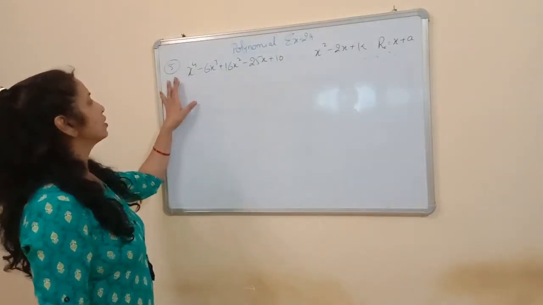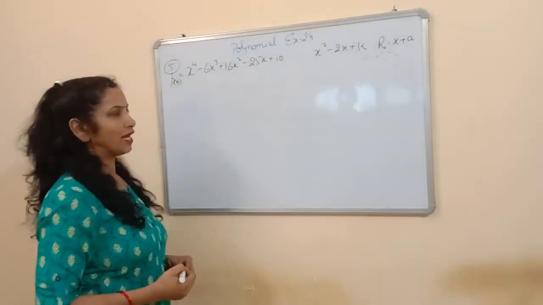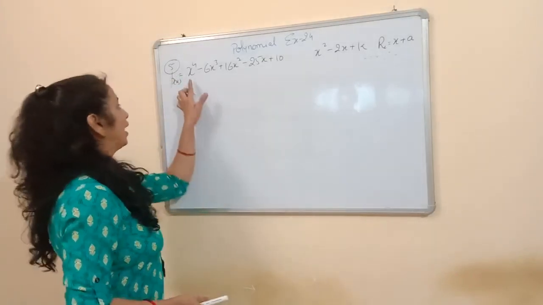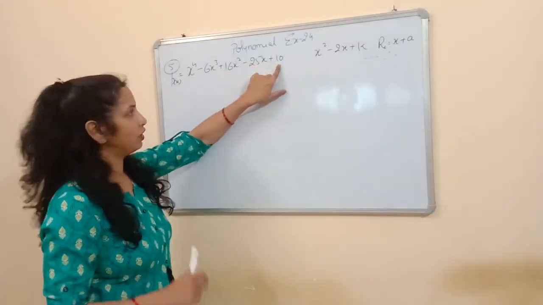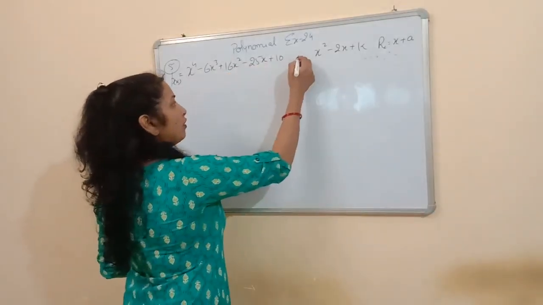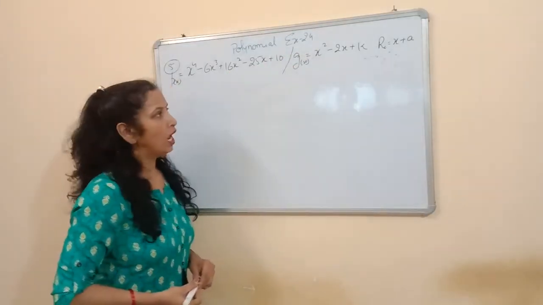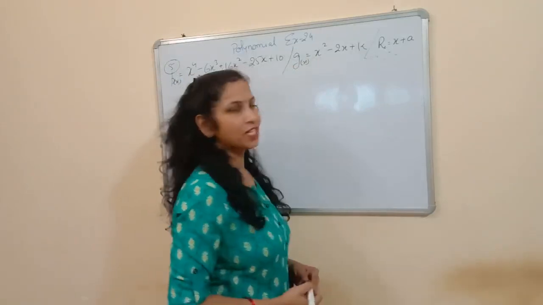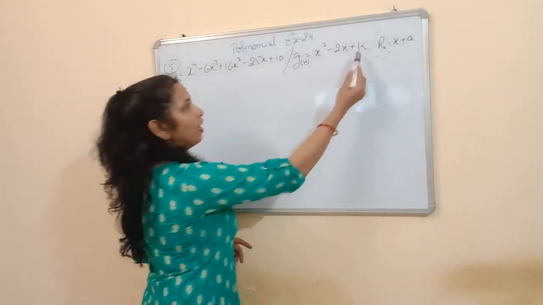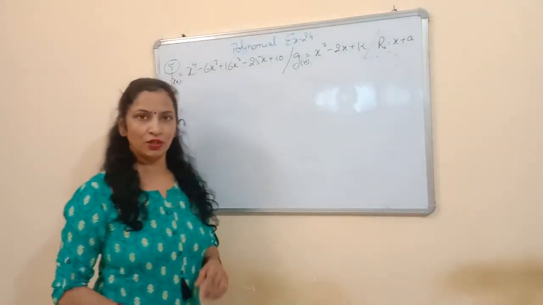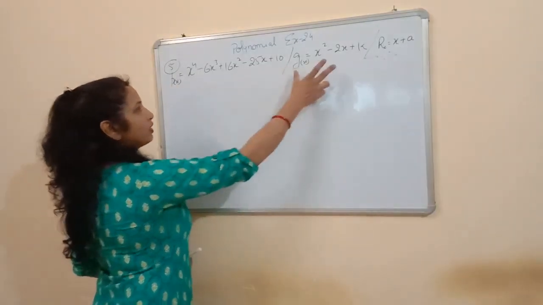The fifth question is, this is a polynomial. This is the equation of the polynomial. Actually this is a dividend: x to the power 4 minus 6x cube plus 16x square minus 25x plus 10. This is the dividend, and this is the divisor. We divide this equation by the divisor x square minus 2x plus k, and the remainder is x plus a. So in this question we have two unknown values, k and a. We have to find the values of a and k. It is given that if we divide this equation by this one, we get this remainder.